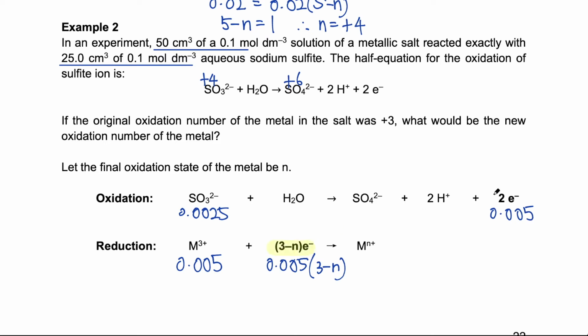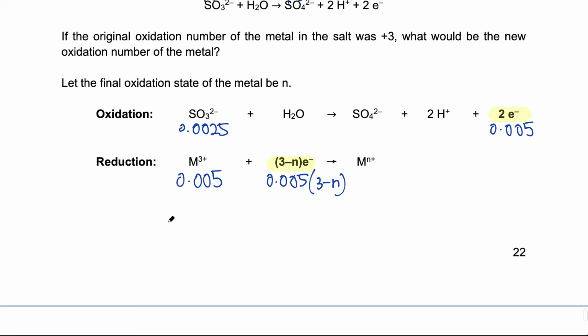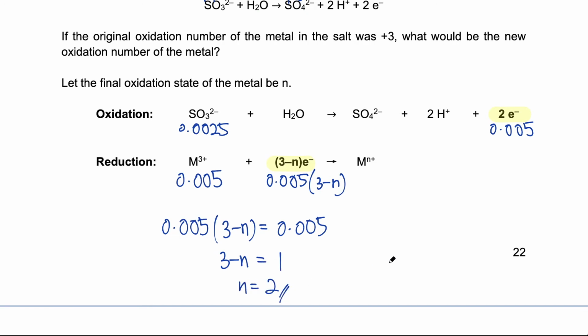Applying the golden rule, total electron gain equals total electron loss. 0.005 times 3 minus n equals 0.005. 3 minus n equals 1, n equals 2. So the final oxidation state is +2. Remember your sign.